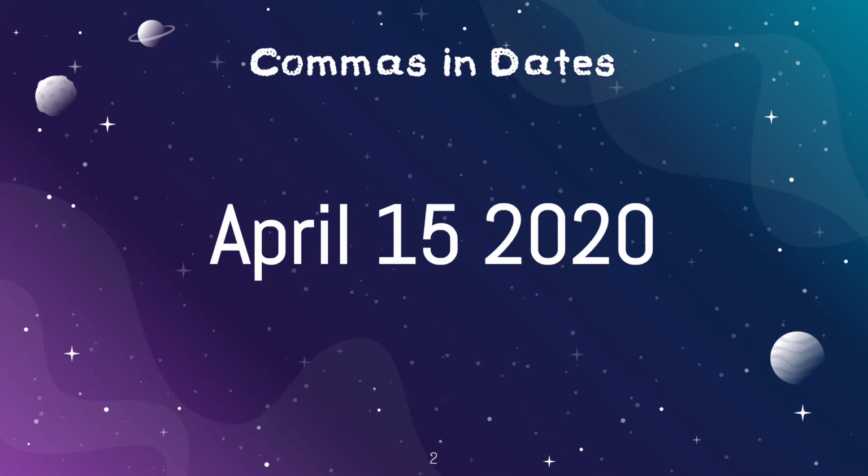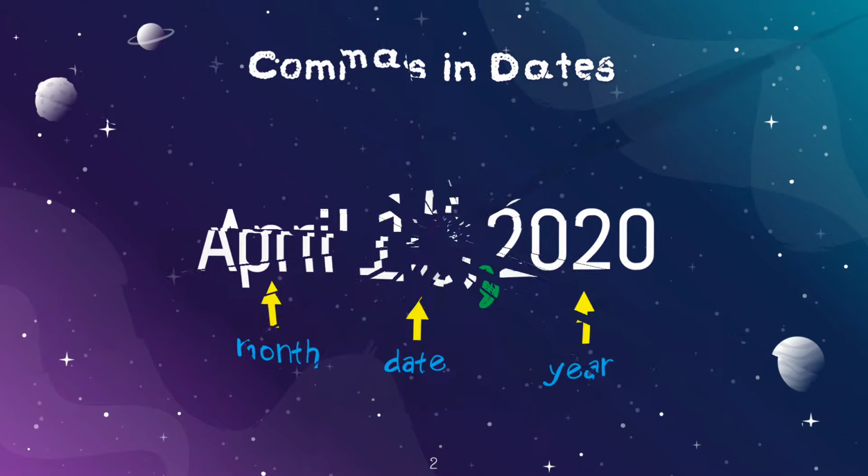Let's look at this example. April 15th, 2020. April is the month, 15th is the date, 2020 is the year. In order to write this correctly, we need to add a comma between the date and the year. We're doing this to separate the date and the year.